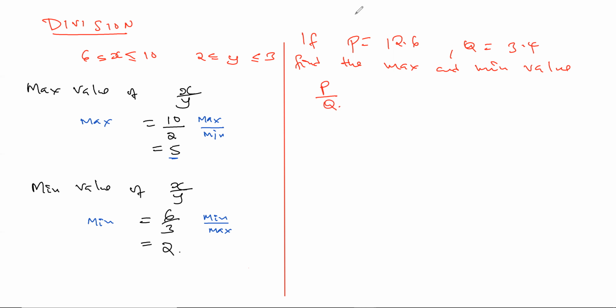So we want to start with, first of all, how to get the maximum of this. So if I want to get maximum, we have already said the rule. The rule is maximum equals max divided by min. So I'll go to this question, check. What's the value of P? P is 12.6, but based on the rules, I need the maximum of 12.6. It will be 12.6 divided by the minimum of Q. Q was 3.4.